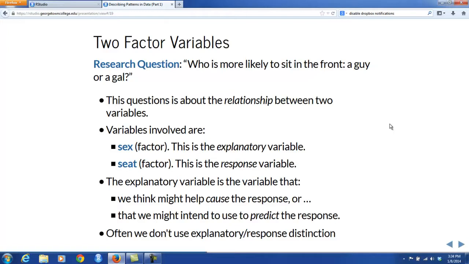Generally, the explanatory variable is the variable that we are under the impression might help cause the response, or that we simply might intend to use to predict the response, whether it causes the response or not. I stress that we don't always use an explanatory response distinction. This is just something in our minds that helps us organize our thinking sometimes. R itself knows nothing and cares nothing about a distinction between explanatory and response variables.